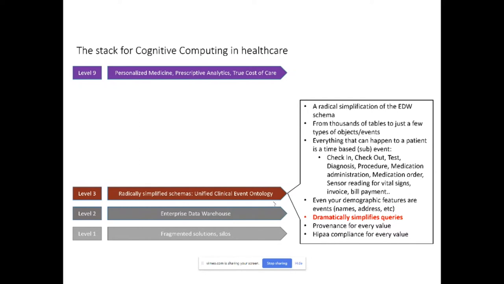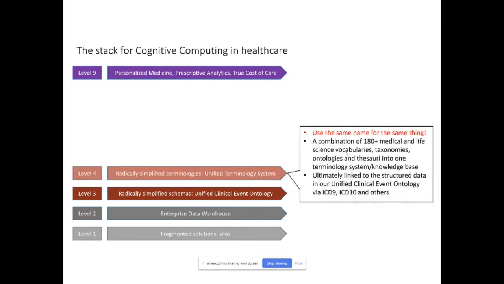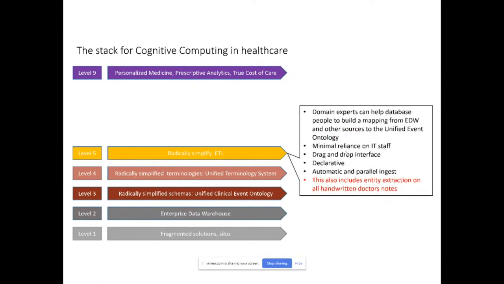And so the big step that my partner and I made when we were working on this is this radical simplification by using the entity event models, where you go from thousands and thousands of tables and 20,000 different columns into simple events. We had an ontology of just 350 events. Could be a check-in, check-out, a test, a diagnosis, a procedure, et cetera. But always this simple event. So instead of rows and columns, just little objects, events attached to the core entity, which was the patient. And then we attached a unified terminology system that in itself is 500 million triples.